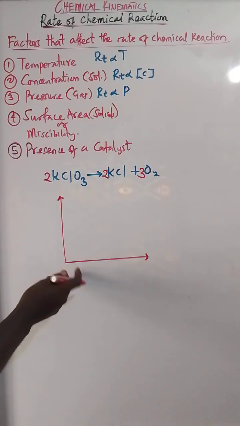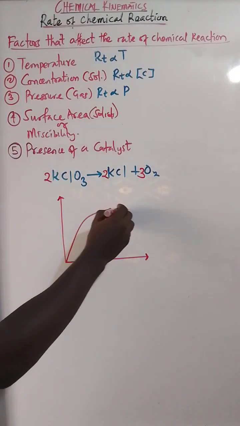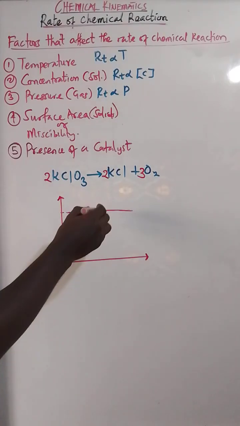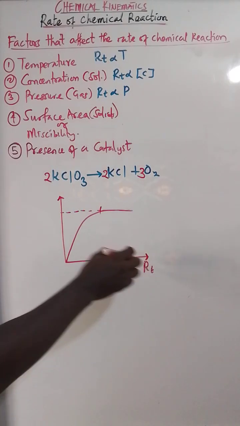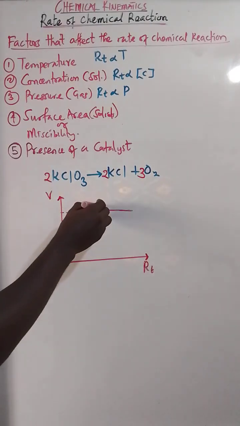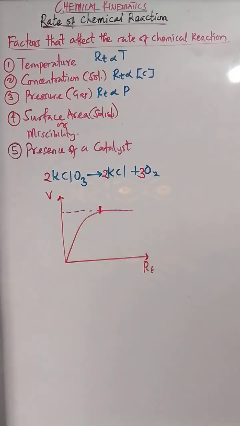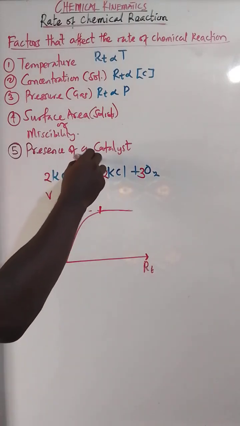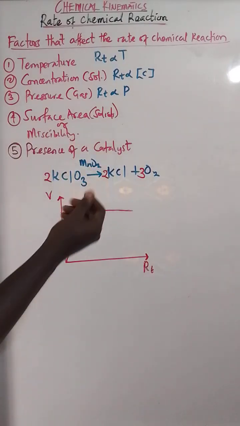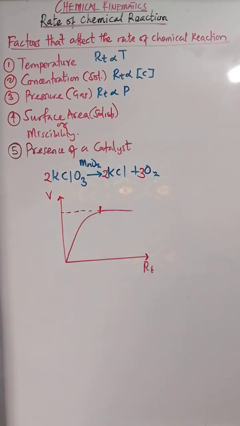So as usual, from zero we are going to have oxygen produced until it reaches its maximum value, showing completion. This is the volume of oxygen produced. But to be able to achieve this, we need to apply a high amount of heat. But we realize that if we add a catalyst, in this case MnO2, especially if this catalyst has large surface area, we notice that this reaction will occur very quickly.